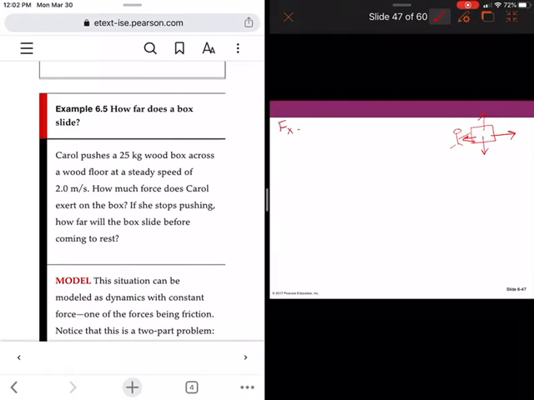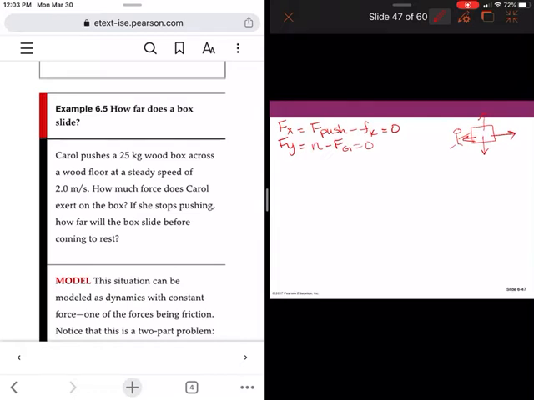All right, so we have our forces in the X direction. We have the force that she is pushing the box minus the kinetic friction, and it's equal to 0. We're still in equilibrium mode. And then the force in the Y direction, we have our normal force minus gravitational force is equal to 0.